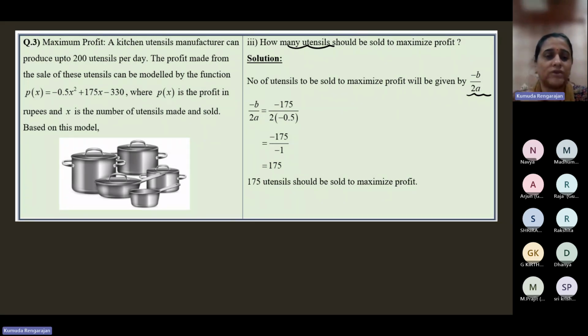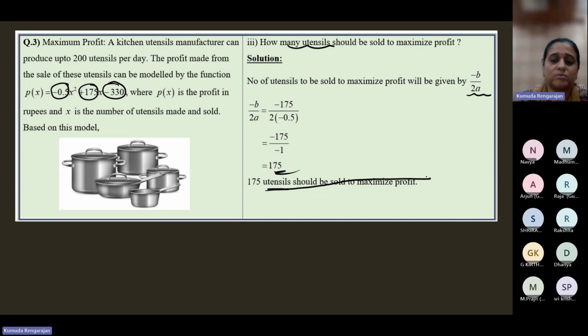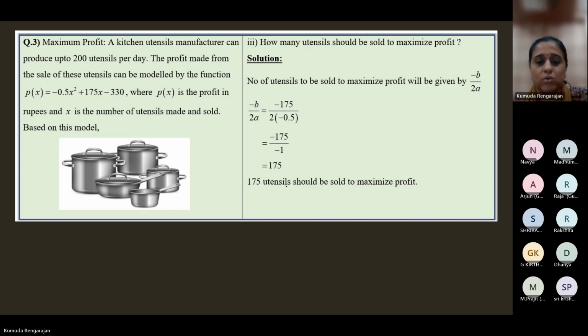You know how to find the values of a, b, c, right? a is -0.5, b is +175, and c is -330. So find -b/2a. Yes, 175. So 175 utensils should be sold. 175 utensils should be sold to maximize profit.